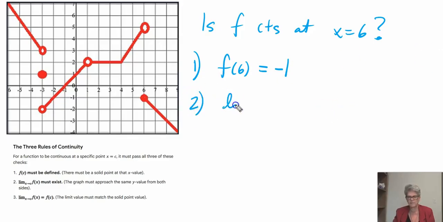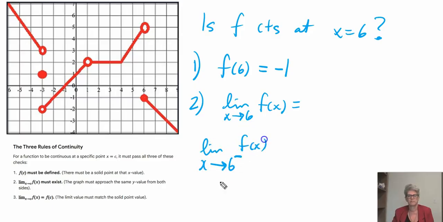Now, what is the limit as x approaches 6 of f of x? Well, I need to look at the left-hand limit. So that's my left-hand limit. So when I get a little bit to the left of x equals 6 on the graph, what are the y-coordinates of these points approaching? The y-coordinates of these points are approaching 5, and so my left-hand limit is 5. Now let's look at the right-hand limit.